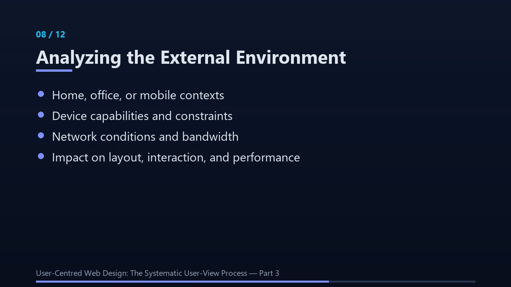Device capabilities such as screen resolution, input method, and processing power dictate which features can be delivered smoothly. Network conditions affect load times and the feasibility of rich media. Designers may need to provide low-bandwidth alternatives. By mapping these environmental factors, we create a site that feels natural and performant regardless of where it is used.